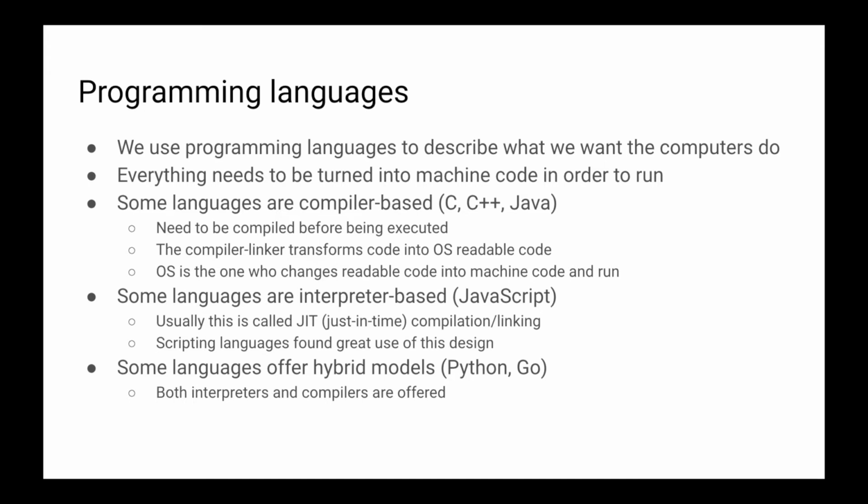The last category of programming language is hybrid. They offer both compiler and interpreter formally. Formally means the default implementation supports both. Python is one of the typical examples. Both interpreters and compilers are offered. It's up to the developer to choose what to use.